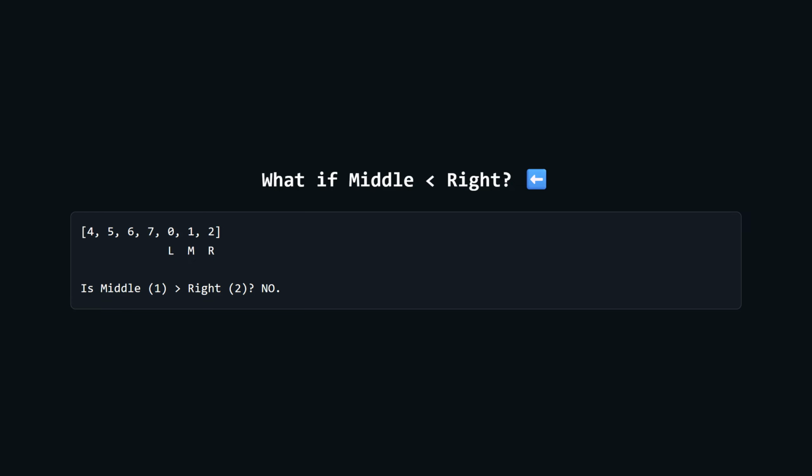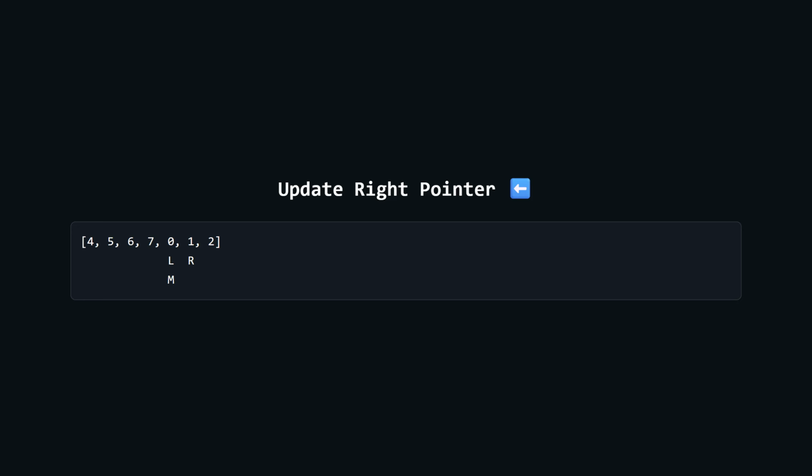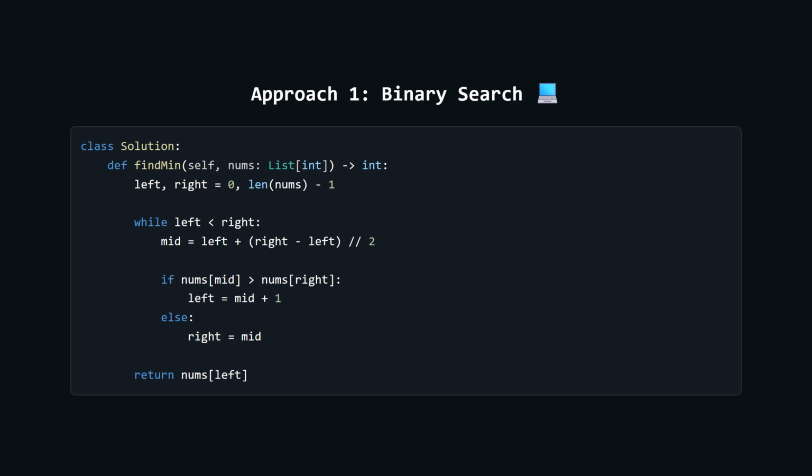On the next loop, we check again. This time the middle number is smaller than the right number. This means the minimum must be to our left, but it could potentially be the middle number itself, so we bring our right boundary straight to the middle. Here is the full Python solution implementing this logic. It's incredibly clean and efficient.